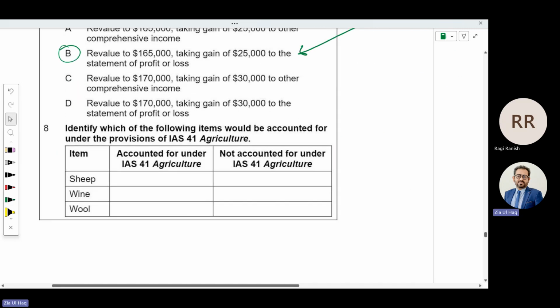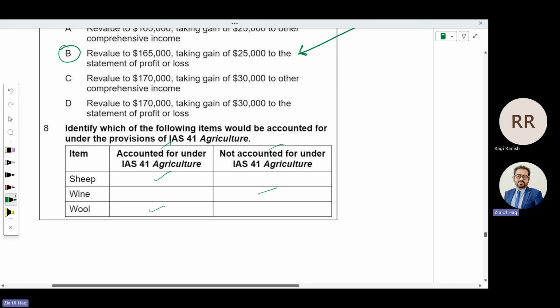Identify which of the following items would be accounted for under the provision of IAS 41. What should be accounted for under IAS 41 and not IAS 41? Sheep. Yes, IAS 41. Sheep, living animals, biological asset. Wine, not agriculture, that is your inventory. Through grapes, you produce the wine. And wool, agriculture produce. But if you're selling it, then at the time of selling, it will become inventory.